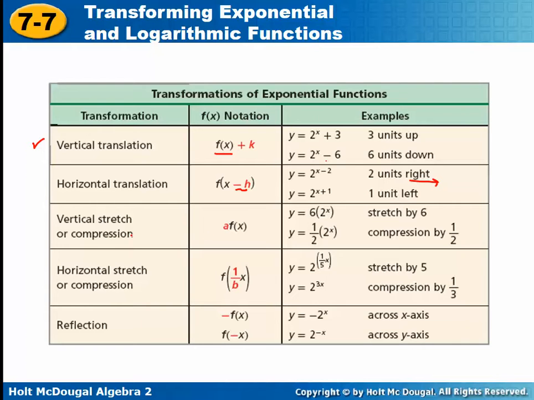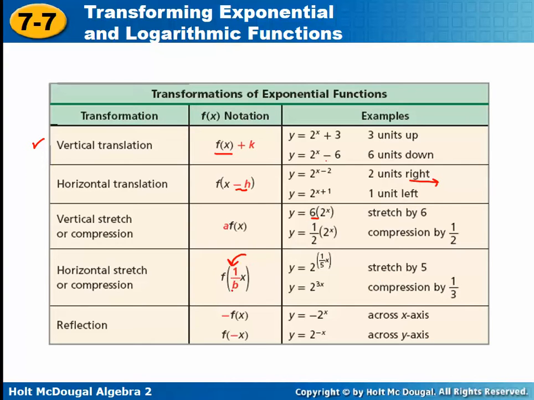A vertical stretch or compression is when you multiply the whole function by a number. Usually for exponential functions, you will just see it written in front, like 6 times 2 to the x stretches it by 6. If you multiply by a number less than 1, then that compresses it. These are vertical. For horizontal stretches or compressions, the variable will be multiplied by a number.